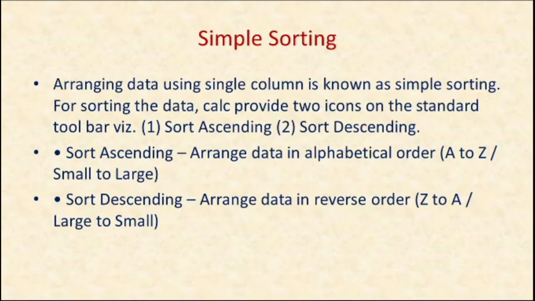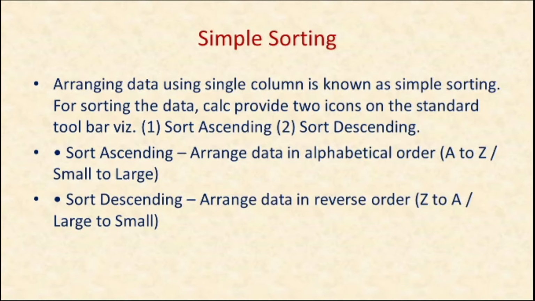Simple sorting: arranging data using a single column is known as simple sorting. For sorting the data, OpenOffice Calc provides two icons on the standard toolbar, that is sort ascending and sort descending, that is A to Z, Z to A. We will study about this in the demonstration class practically.